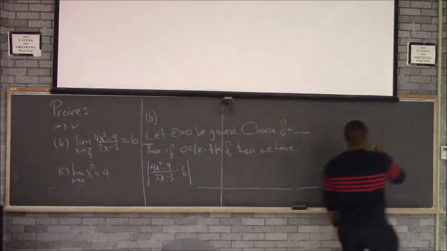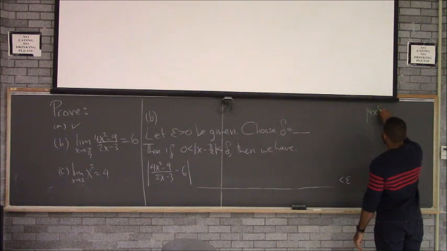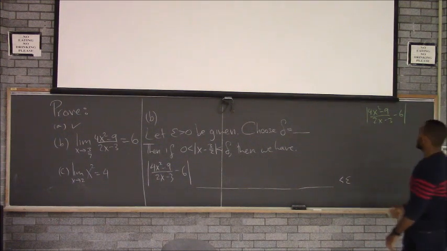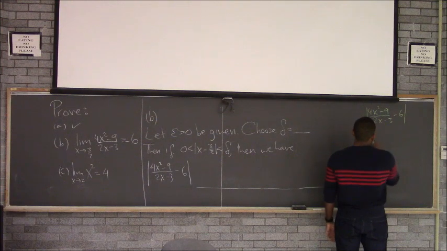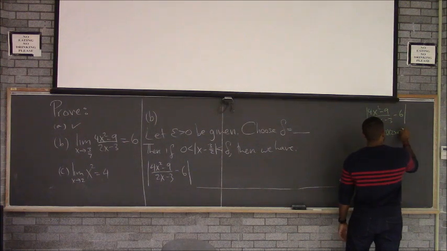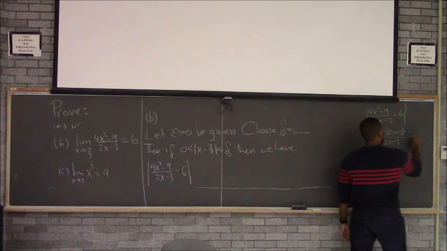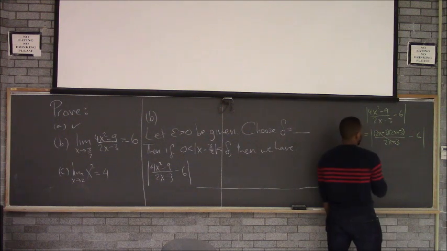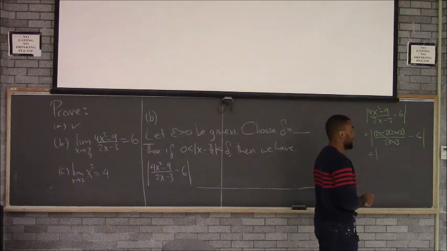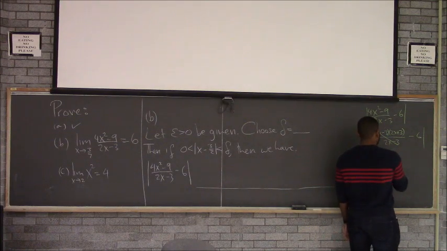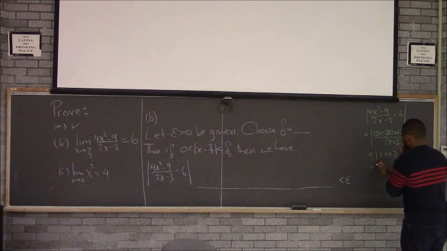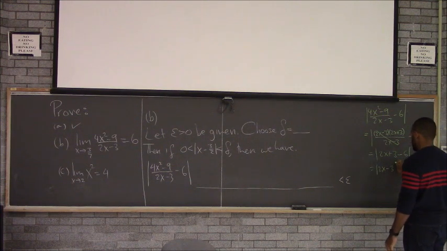So we're going to go over here, the absolute value of (4x squared minus 9) over (2x minus 3) minus 6. You can factor 4x squared minus 9, difference of squares. It's (2x minus 3) times (2x plus 3). So that would cancel. What do we have here? Yeah, so we have 2x plus 3 minus 6, or we have 2x minus 3.